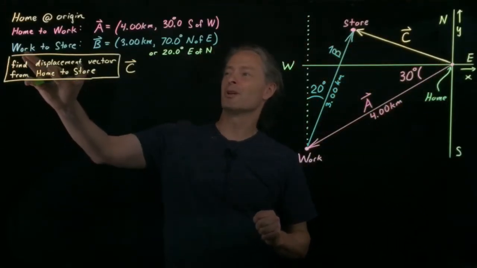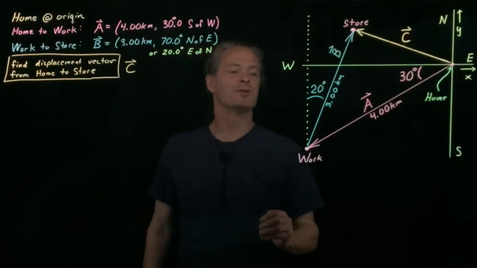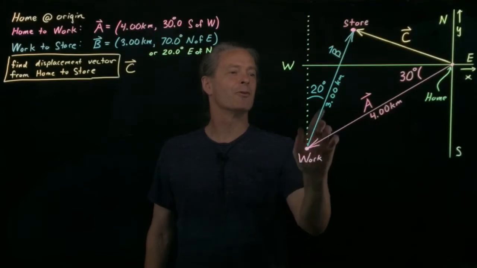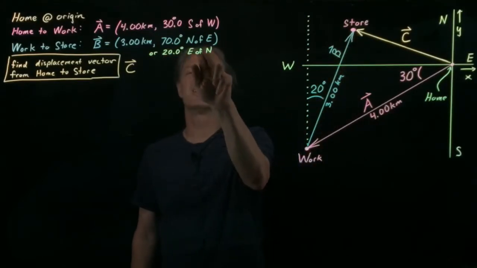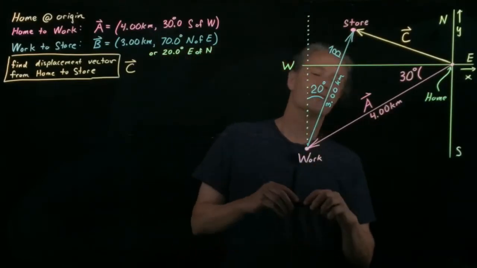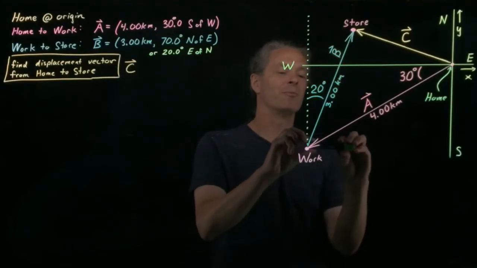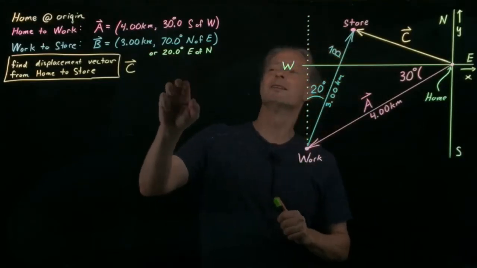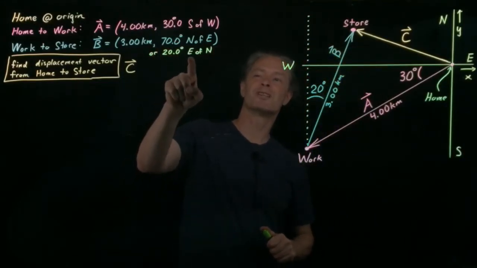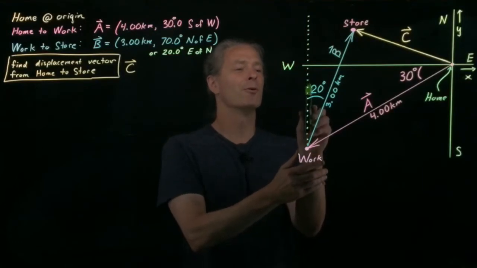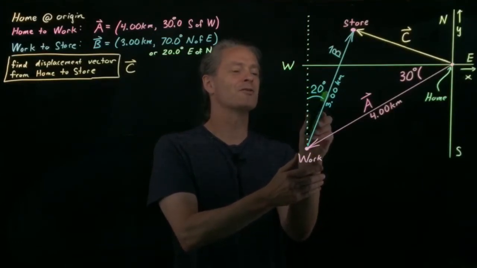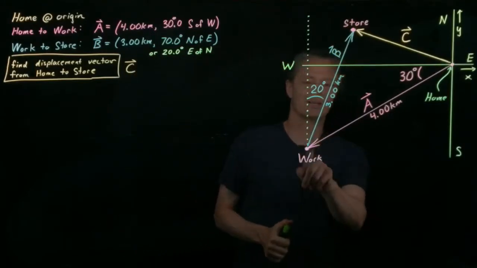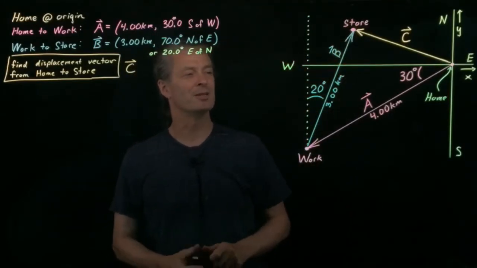Now, I have another displacement from the work to the store. So from work to store, I've got displacement of 3 kilometers in the direction 70 degrees north of east. 70 degrees north of east would be from east, orient yourself 70 degrees northward, or equivalently, this direction could be expressed as 20 degrees east of north. So from north, orient yourself 20 degrees east from there, walk in that direction, a distance of 3 kilometers. Great, so I've got that displacement written here.